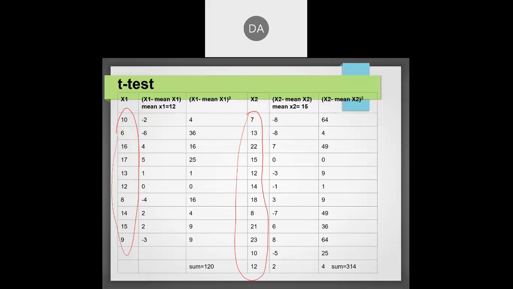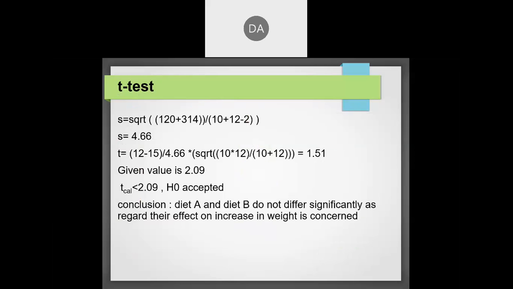So we have to apply the formula. We did some calculation. We calculated the mean of this, and the mean of this, then subtracted, taken the square and all these things. We calculated S, the standard deviation, and then the T value, that is the mean of X1 minus the mean of X2, that is 12 minus 15, divided by the standard deviation multiplied by the square root of N1 N2 upon N1 plus N2. Sorry, N1 plus N2 only, not minus 2. So the formula is this. When you calculate using this, you will get 1.51 and the given table value is 2.09.